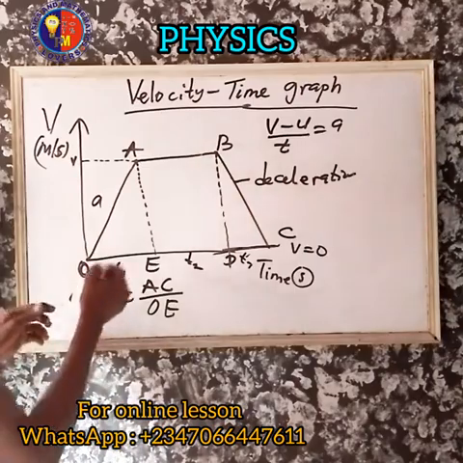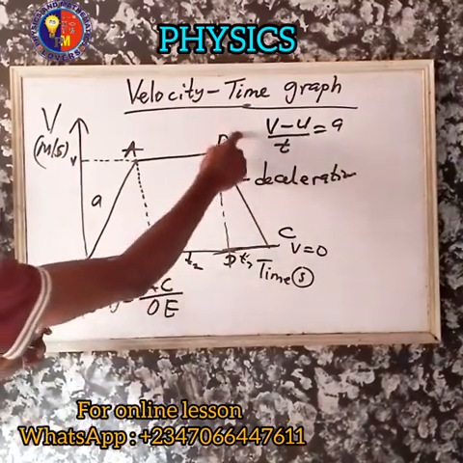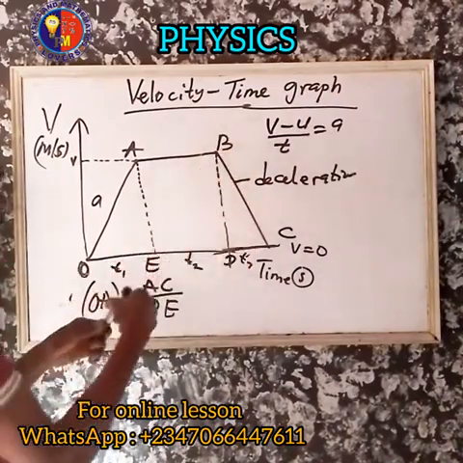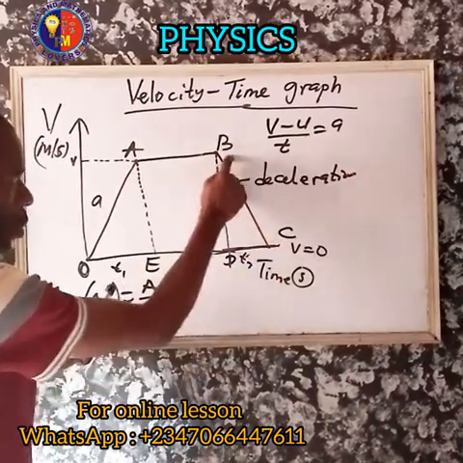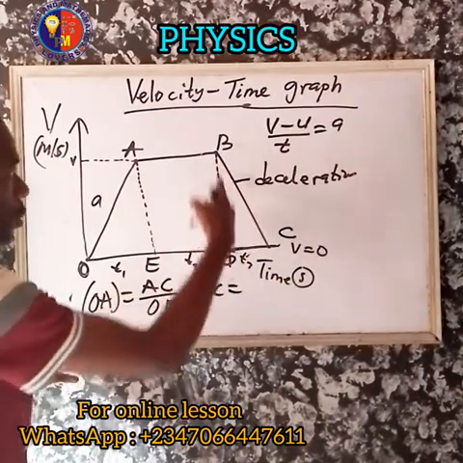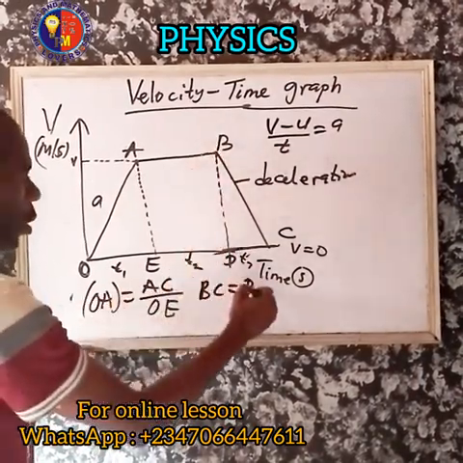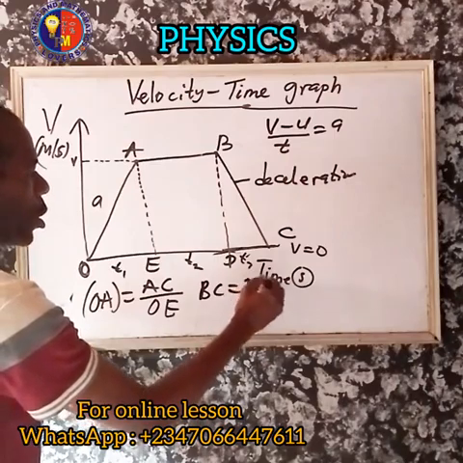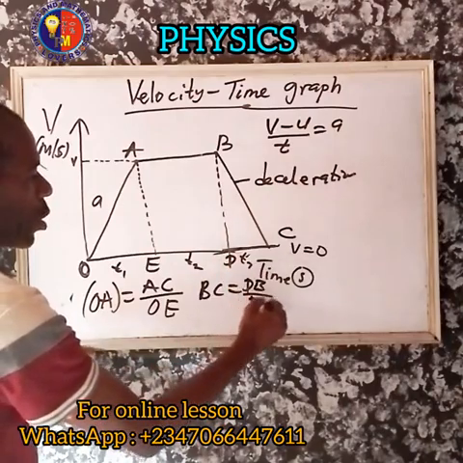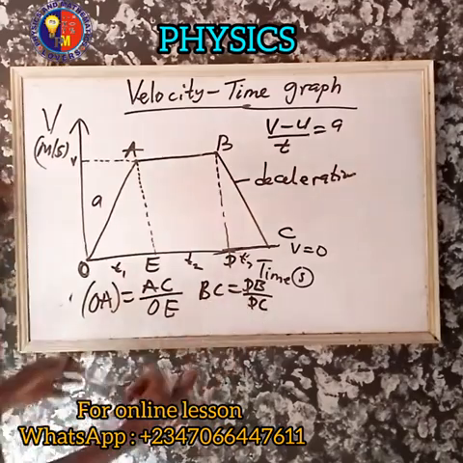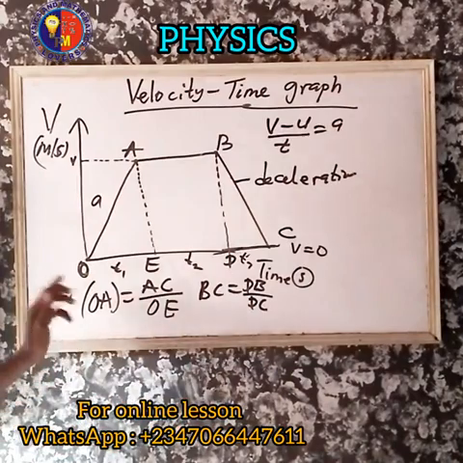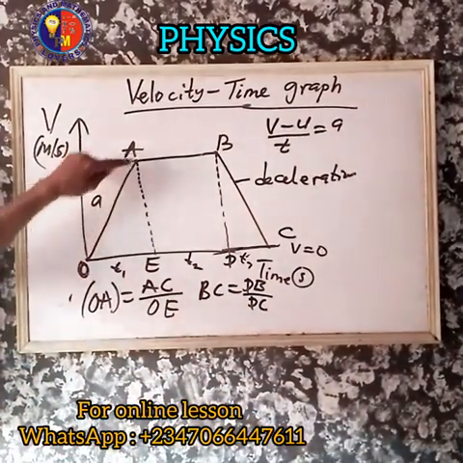Now, for us to calculate the retardation or deceleration, we have it here. Which is now BC. BC is the retardation. BC equals BD over DC, or CD. So that is the retardation. Okay. Now the total distance will be the area of this trapezium.